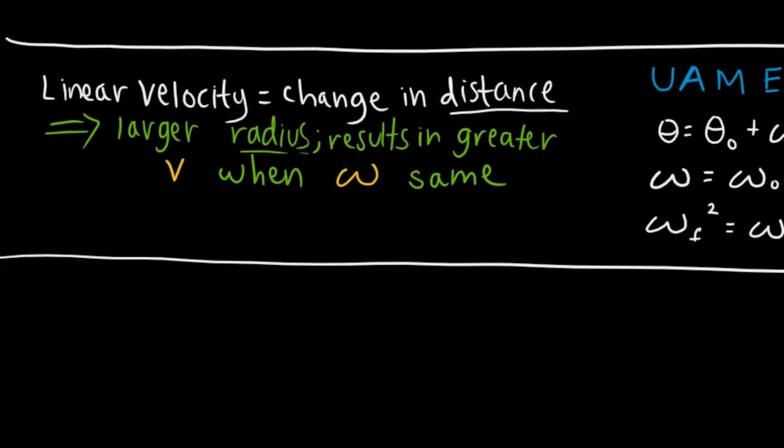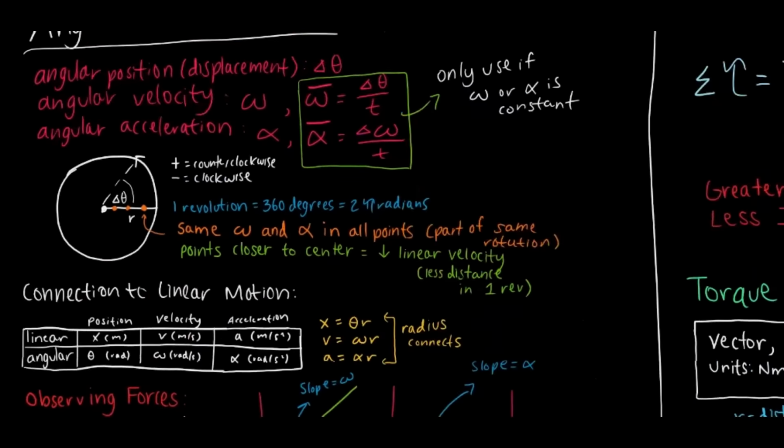If you think about it, if you have a larger radius, it's going to result in a greater change in distance when the rotation rate is the same. So let's say you had 2 circles, right? One circle was 2 centimeters in diameter, another one was 10 meters in diameter. But they both rotate around in 2 seconds. They complete 1 revolution in 2 seconds. The one with the 10-meter radius is going to have a much greater linear velocity.